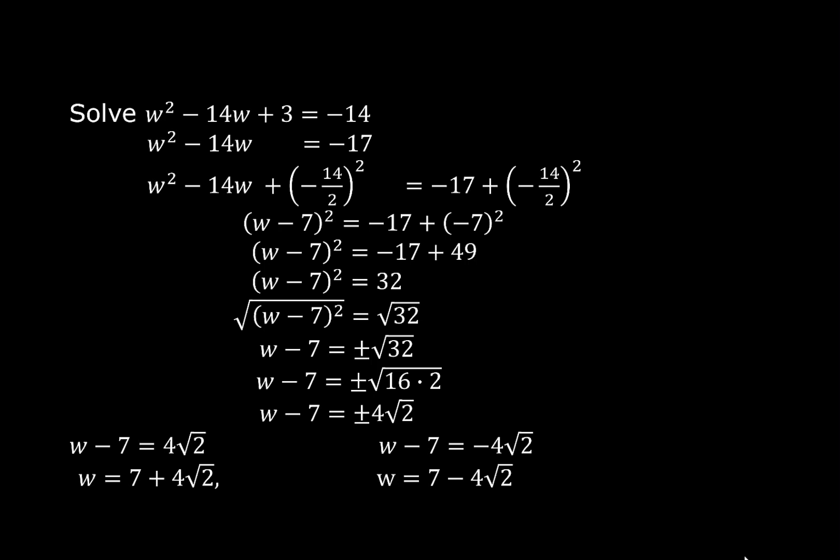When you put this into your homework, remember you put a comma in between the two answers. You don't have to write the w. You just put in 7 plus 4 square root of 2 and 7 minus 4 square root of 2.